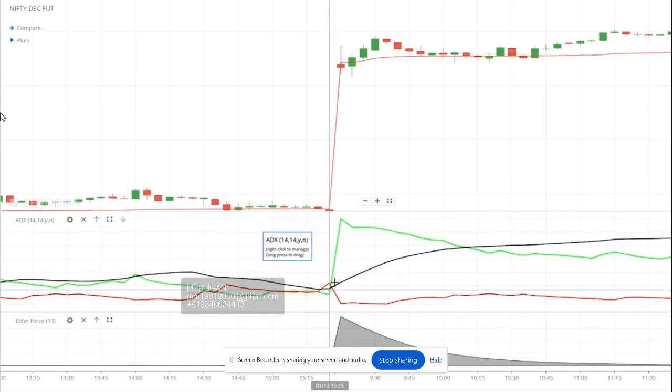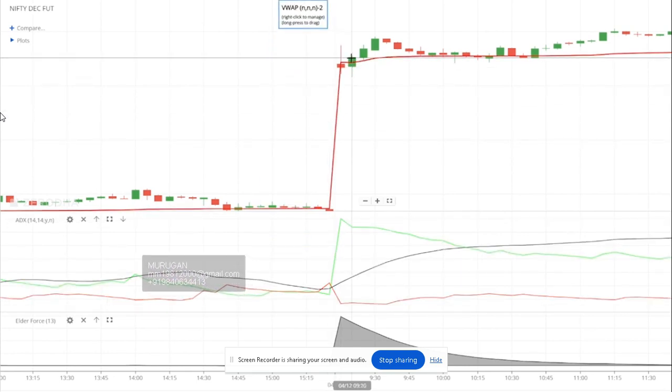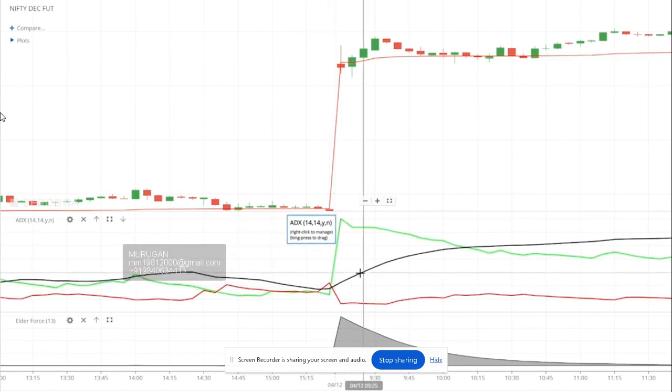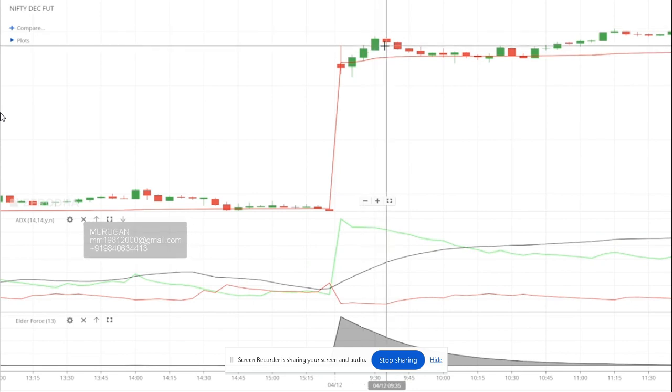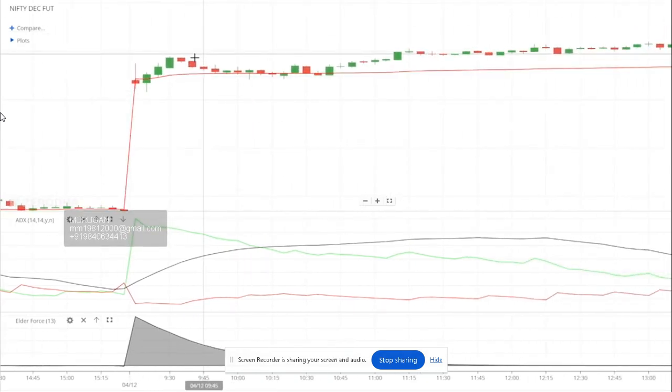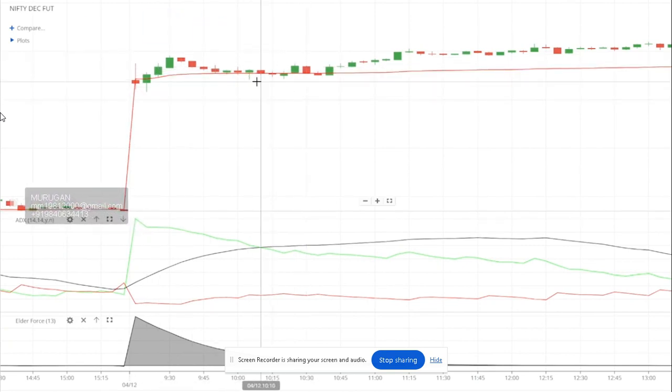Green line is above the red line. Price is above the VWAP, somewhere here. And ADX is in the upward trajectory, and there is a huge spike. And if somebody has bought a call option here, because of the huge gap up, there may be some slight profit booking.